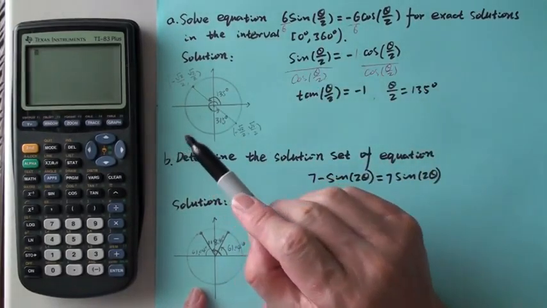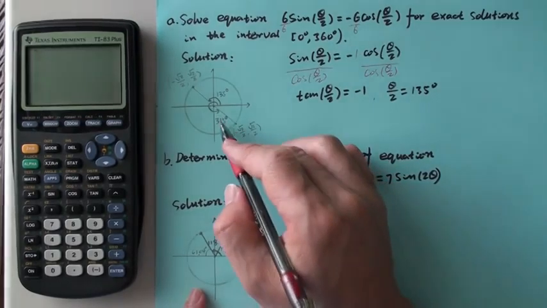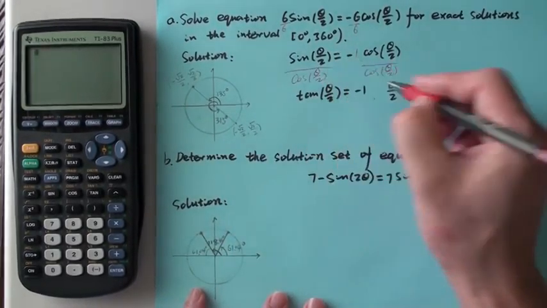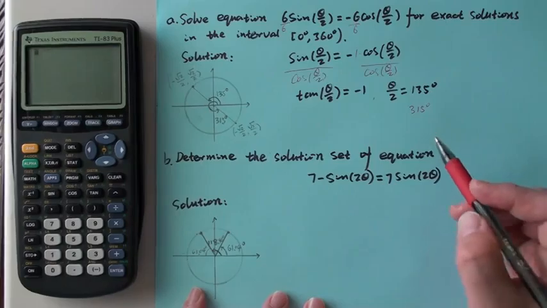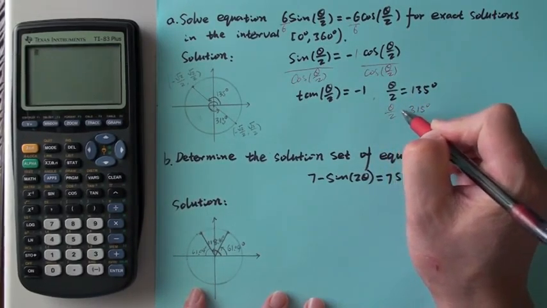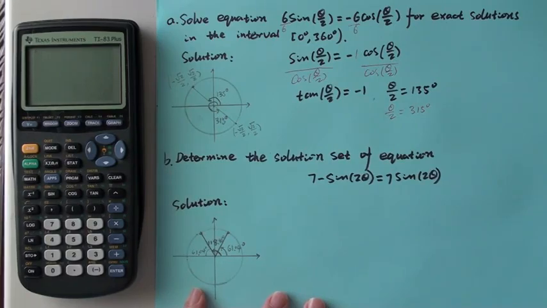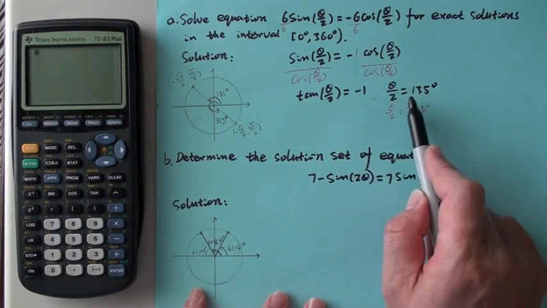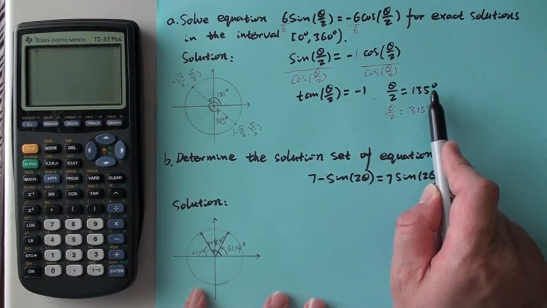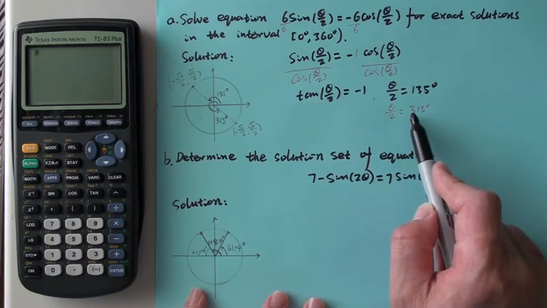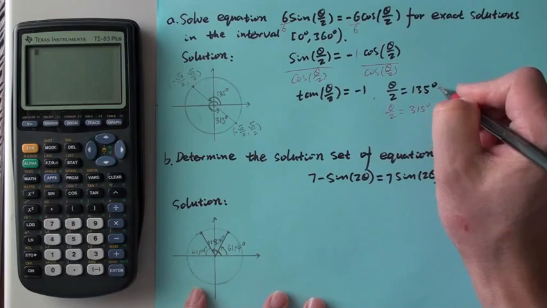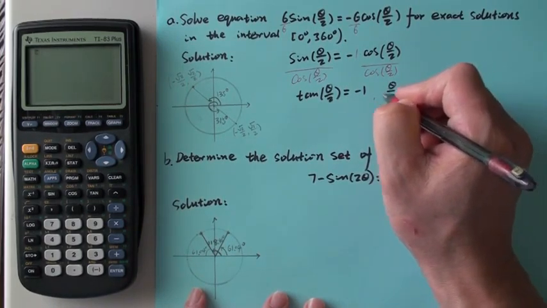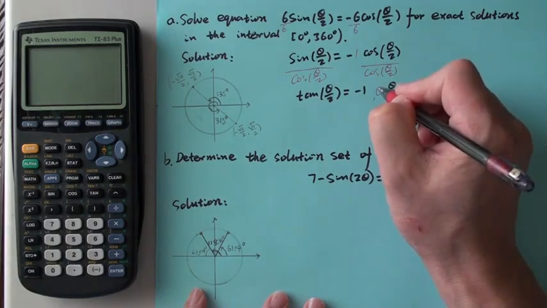135 is inside. You may say, how about 315 degrees? It is also inside. Eventually you will discard that. Here is theta over 2 equals 135 degrees, and here is theta over 2 equals 315 degrees. Then you multiply both sides by 2, because you want theta, you don't want theta over 2.